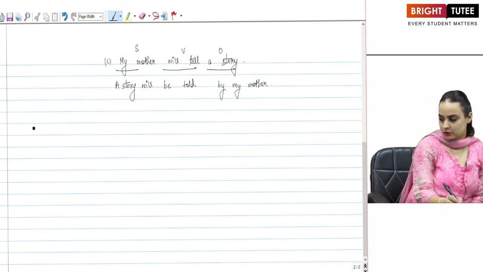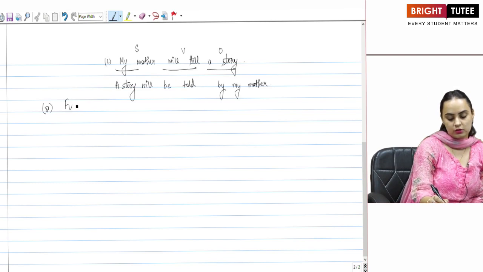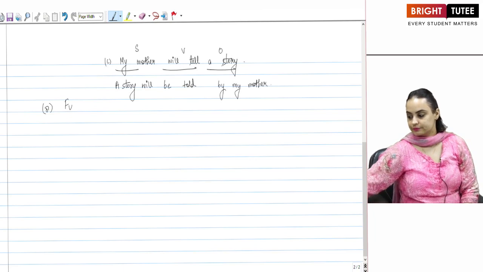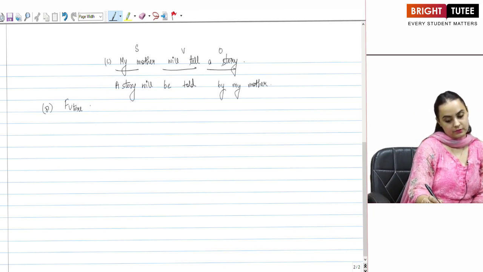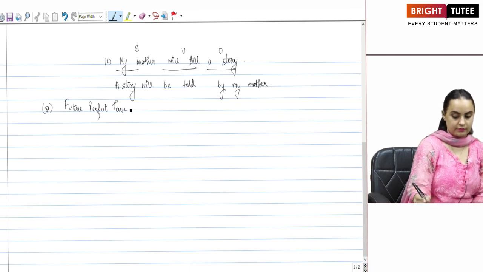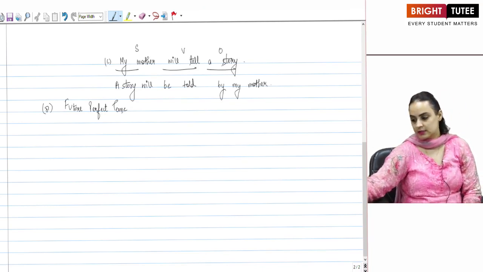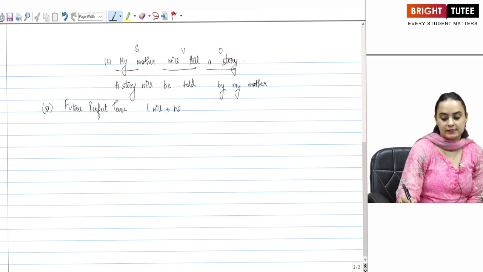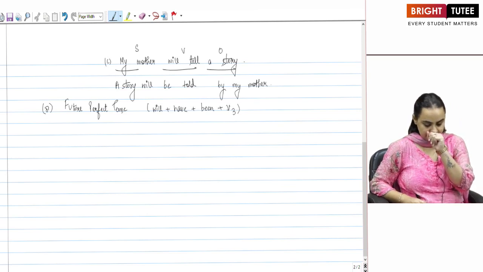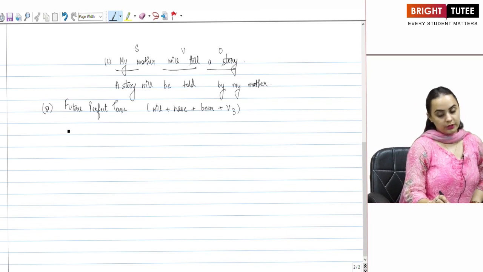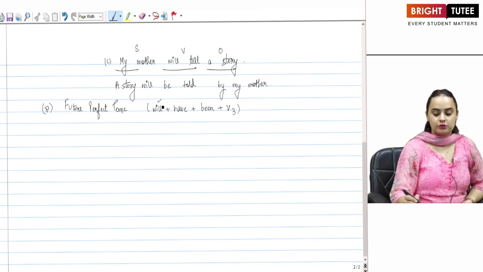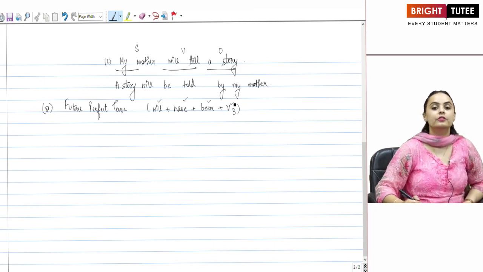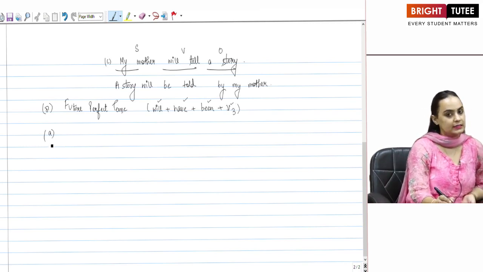Okay. Next rule is for changing future perfect tense. Now, what is the rule for changing to the future perfect tense? Will plus have plus been plus third form of the verb. So, what do we do now? How do we change an active sentence which is in future perfect tense to a passive sentence? By first writing will, then have, then been, and then the third form of the verb which is given, which is very simple again. Let us take the example.